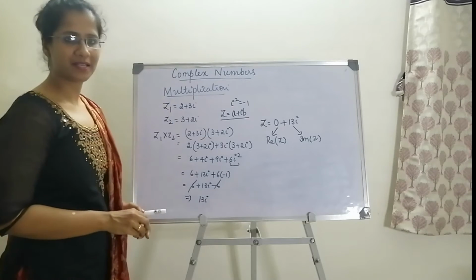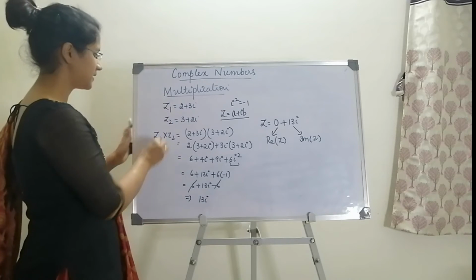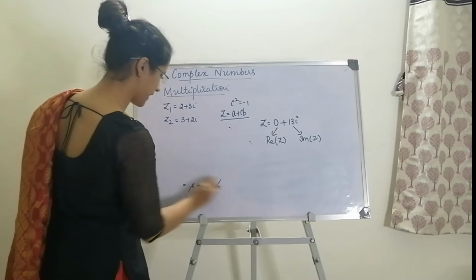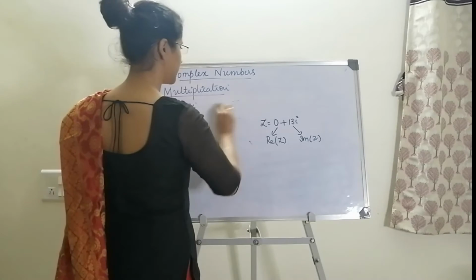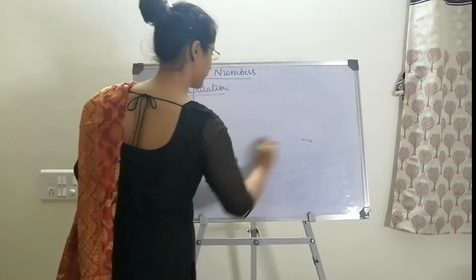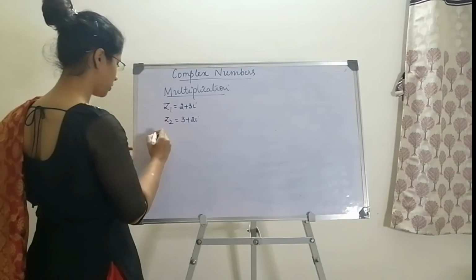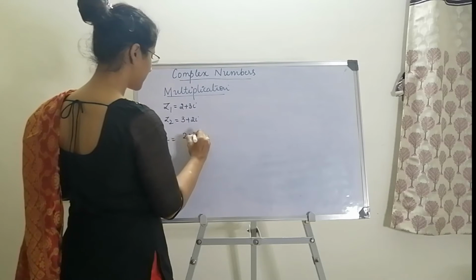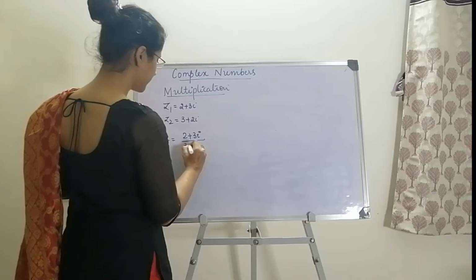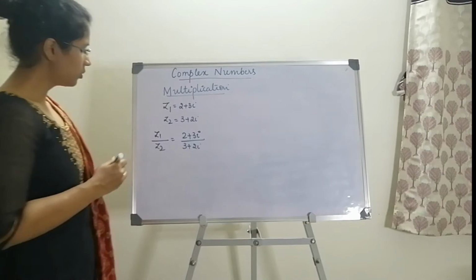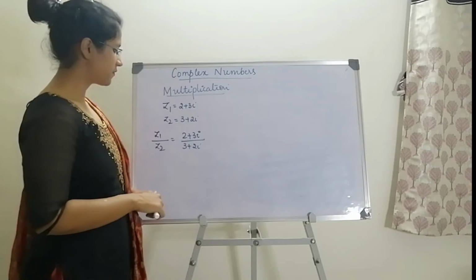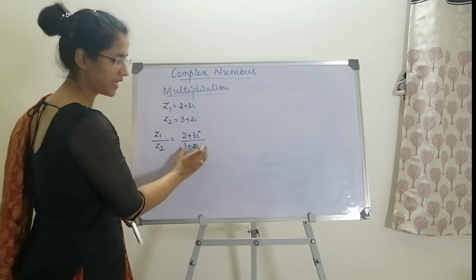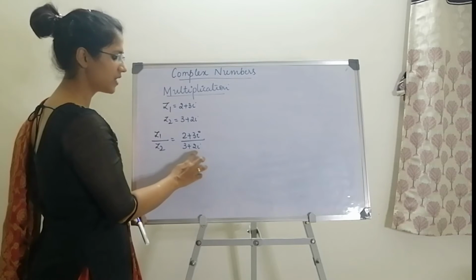We will take the same example to divide Z1 and Z2. So Z1 and Z2 are again the same elements, it's just that I have to divide. So I can write Z1 divided by Z2 as 2 plus 3i divided by 3 plus 2i. Now, here the concept of division is a little different. In my denominator, I have 3 plus 2i.